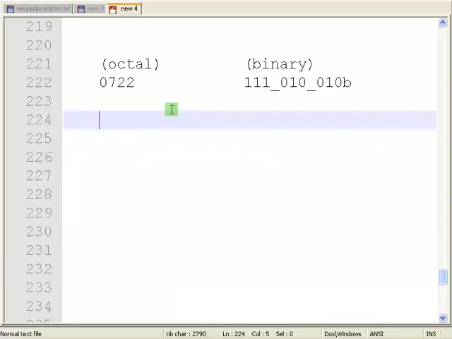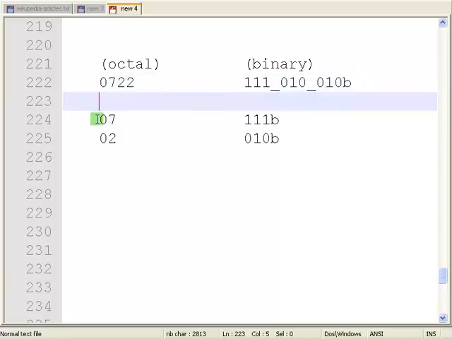So consider the binary equivalent of octal 722 is 111010010, and this B simply indicates this is a binary number, and these underscores are just for visual separation so that I can group the digits into groups of 3. So these two quantities are equivalent. Well, it turns out that the equivalent of octal 7 is 111 binary, and the equivalent of octal 2 is 010 binary. And if you notice up here, 7 corresponds to this group, and then this corresponds to this group, and then this last digit corresponds to this group.